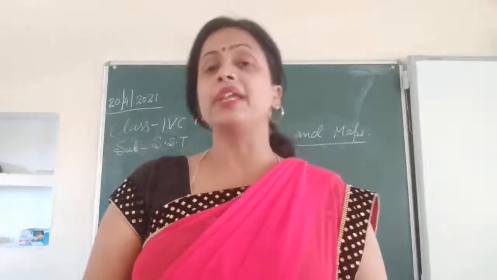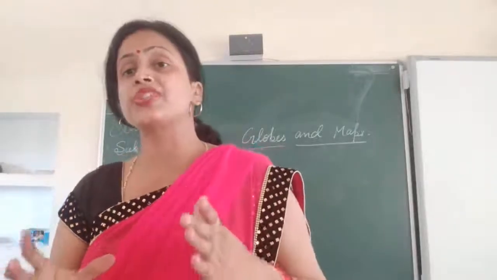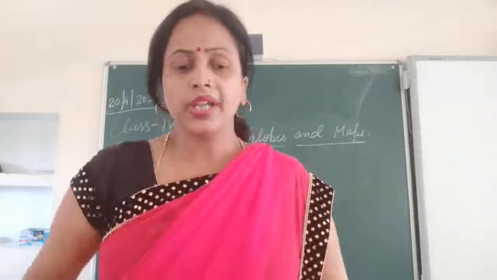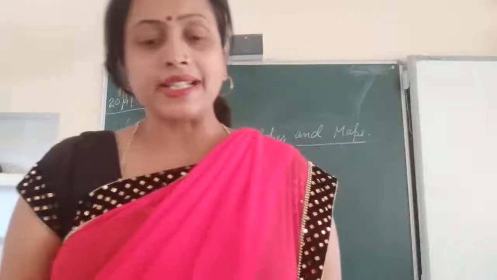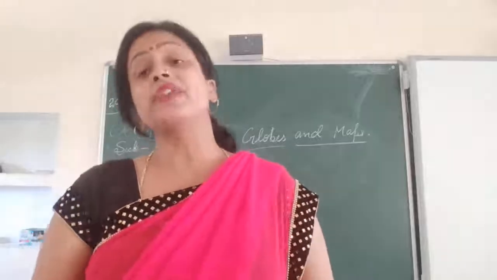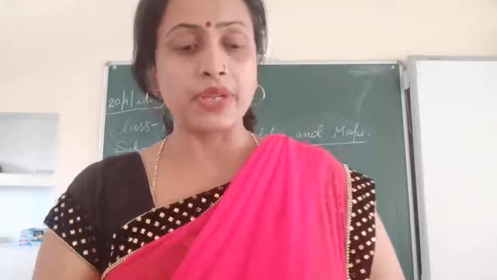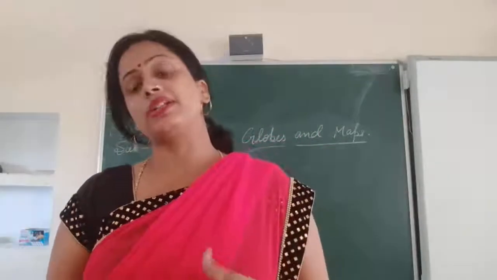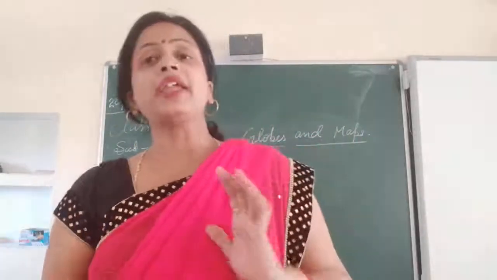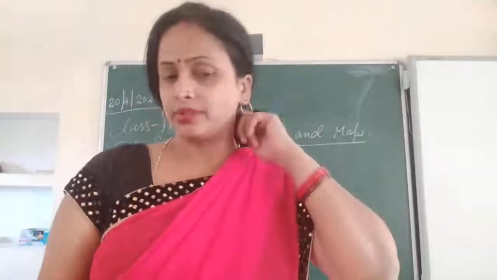The earth is so big that we cannot see the whole earth at the same time. It is very difficult to see the whole earth at the same time because the earth is very big. Suppose I am standing here, I can't see the whole earth altogether. Why? Because the earth has a spherical shape and it is so big.